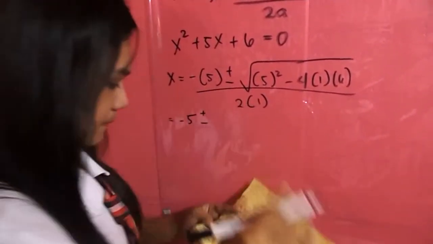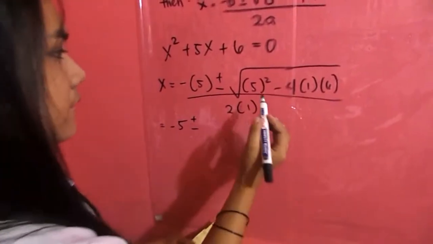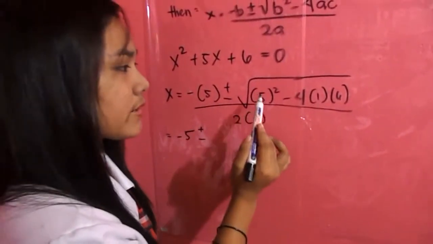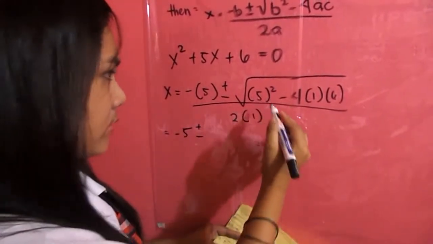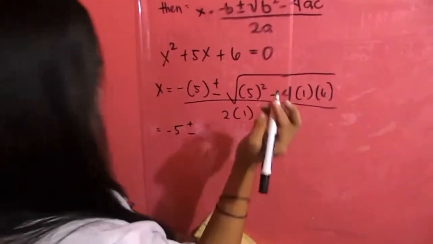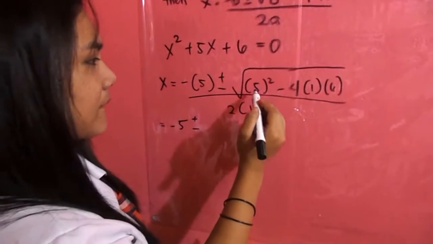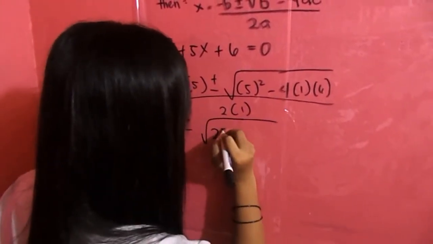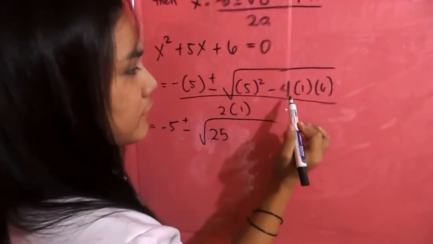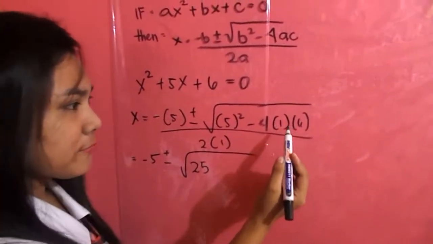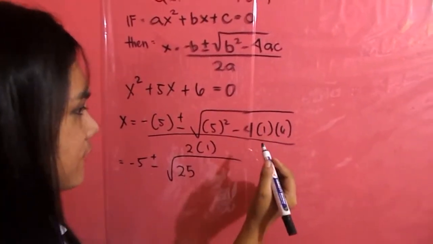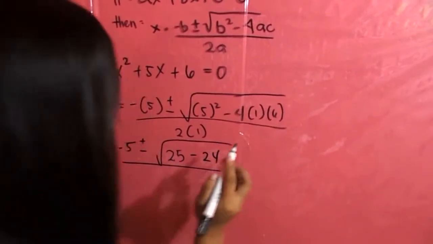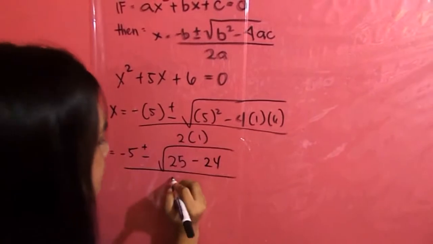Positive or negative, get the square root. 5 squared equals 25. Then negative 4 times 1 equals negative 4, times 6 equals negative 24. So the denominator is 2 times 1, which equals 2.